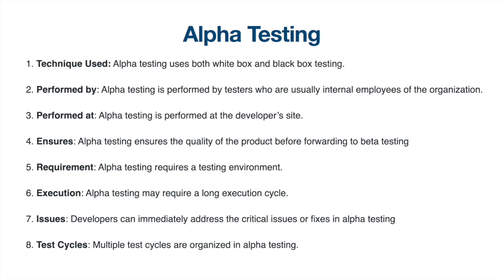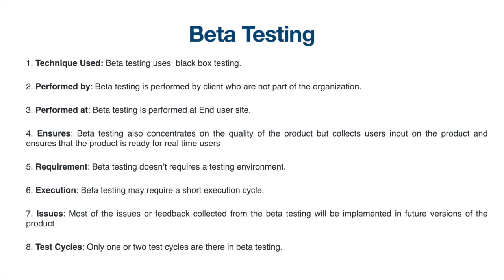And the test cycles are multiple. They have multiple different cycles of testing in alpha testing, because it's their duty to ensure the quality of the product before moving on. In beta testing, the testing technique used is only black box. They are not performing any white box testing. The users don't know what is happening inside the product or the application. They are just trying to create different scenarios to test.